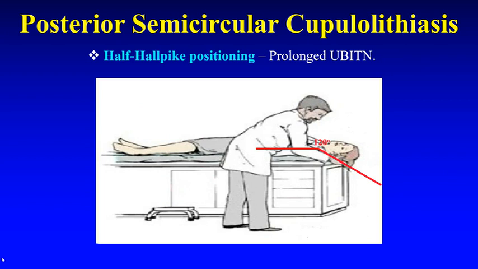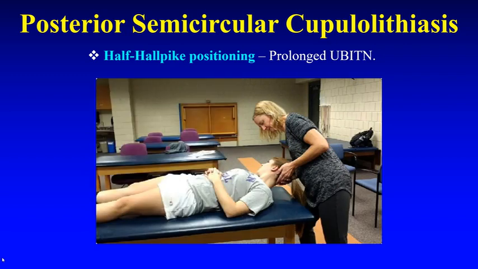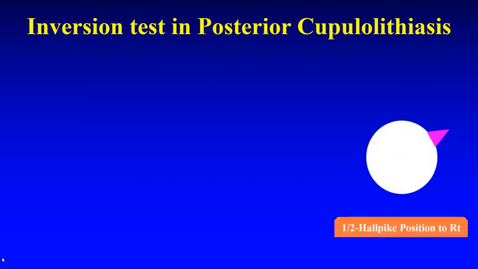However, because it is not appropriate to evaluate the cupulolithiasis from upright sitting, the supine positioning is done in such a manner that the head is positioned just 60 degrees, making the half-Hallpike position. If at the head end a pillow of around 4 inch thickness is placed, there is no need to support with hands, as is shown in this picture.